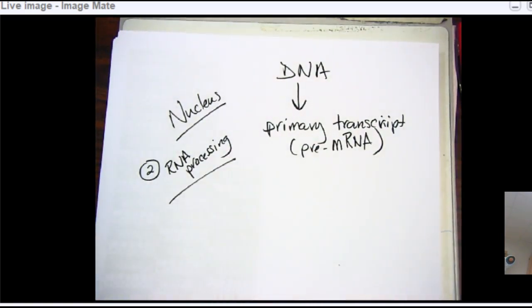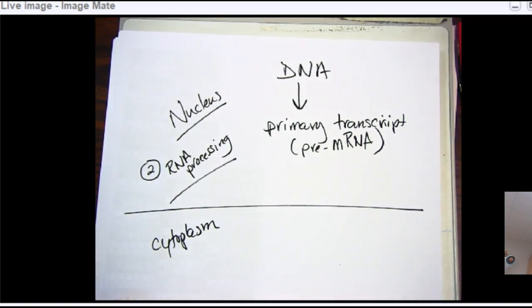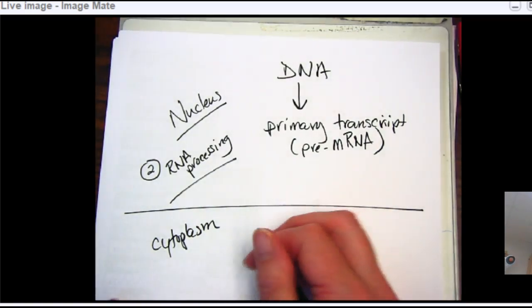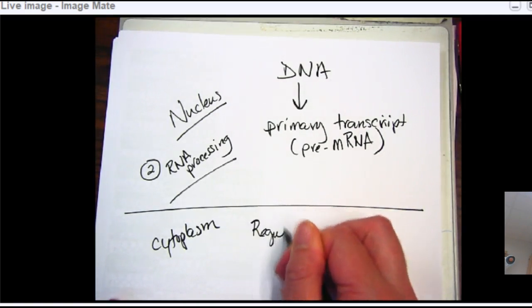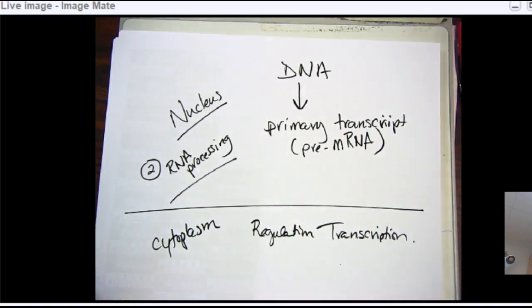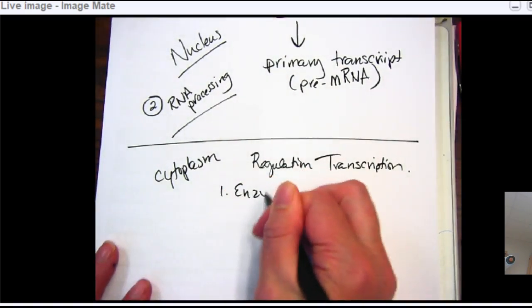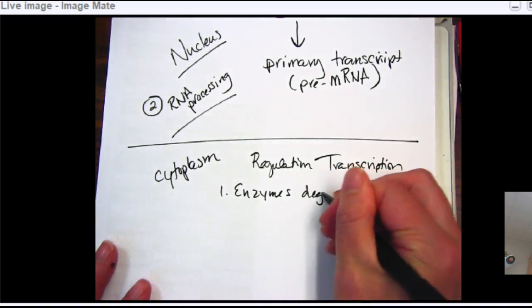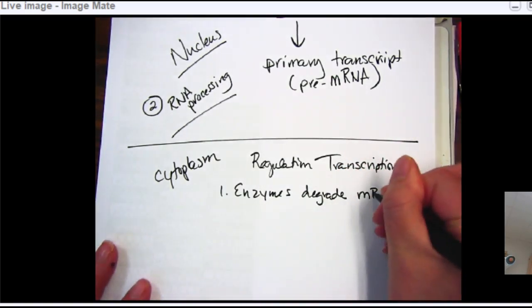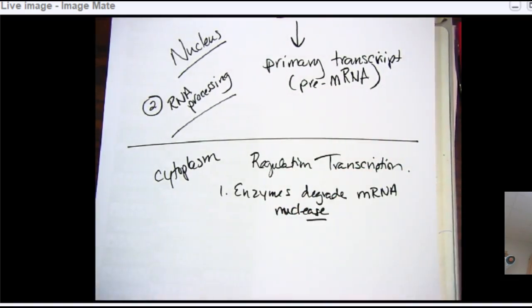That takes us through RNA processing. So now we're out of the nucleus and we're into the cytoplasm. We can now regulate translation. There are enzymes that are going to degrade the messenger RNA. Those are called nucleases. It ends in ASE and it breaks down nucleic acids. So they're nucleases.